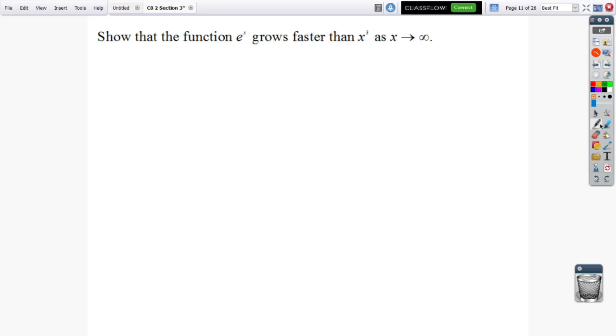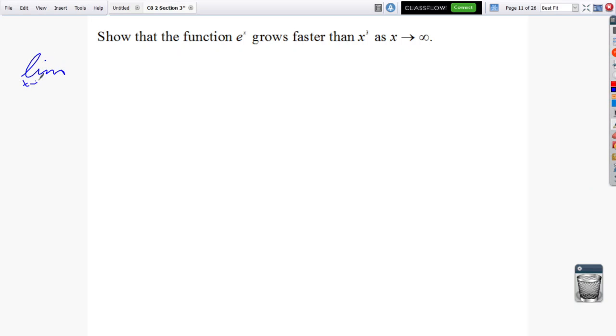Show that the function e to the x grows faster than x cubed as x approaches infinity. Again, it doesn't matter which function you put on top, we just know that we have the limit as x approaches infinity. Every single problem starts off with that today, with a fraction bar. On that fraction bar, we put one function on top and one on the bottom. Already, we see what the answer is going to be.